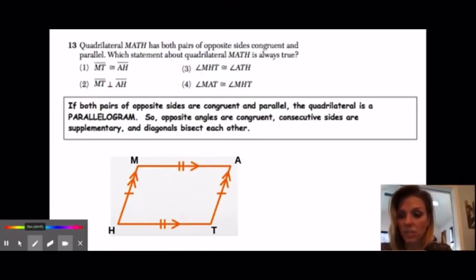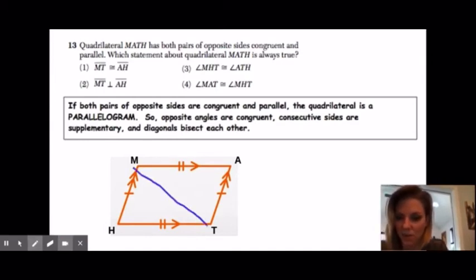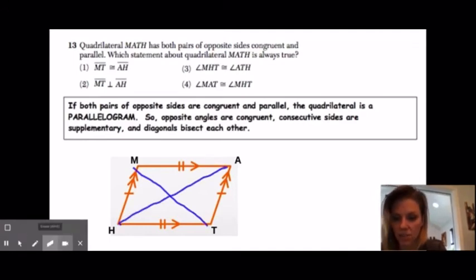So now I have to look at options 1, 2, 3, and 4 and say, okay, which one of these is also just a property of a parallelogram? It can't be a rhombus, a square, or a rectangle, anything more specific. So let's read each one. Option 1 says MT, this guy, sorry, is congruent to AH. If I have a parallelogram, are the diagonals congruent?